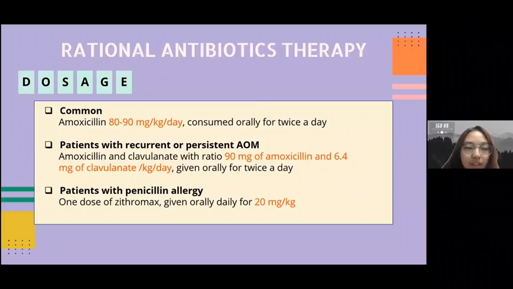For patients with recurrent or persistent acute otitis media, amoxicillin and clavulanate with a ratio of 90 mg of amoxicillin and 6.4 mg of clavulanate per kilogram per day is given orally twice a day. For patients with penicillin allergy, 1 dose of azithromycin is given orally daily at 20 mg per kilogram.